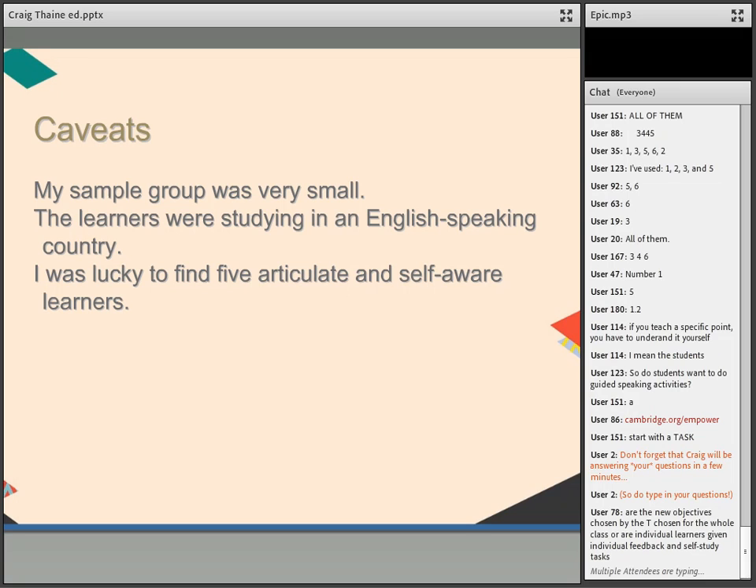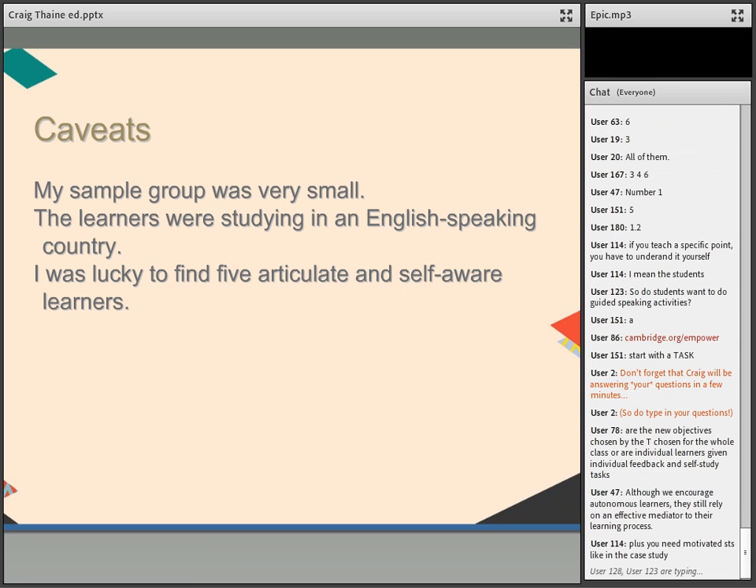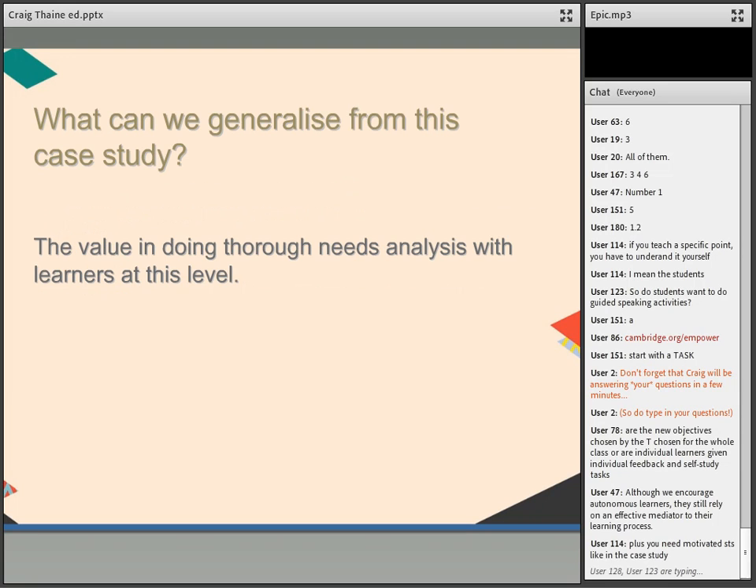I don't imagine any of them are listening now, but in case they are, I would like to thank them. I was very, very grateful for their contributions. So what can we generalize from this? And I think the thing that we can generalize is the value in doing thorough needs analysis with learners at this level.